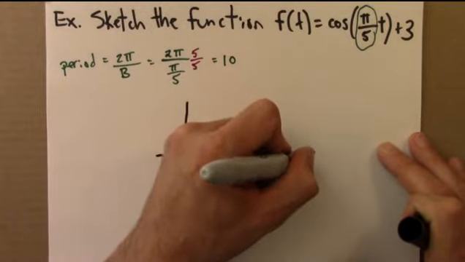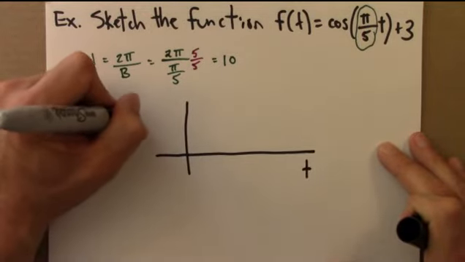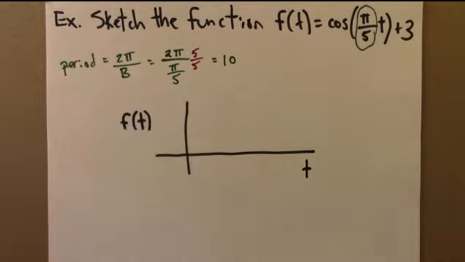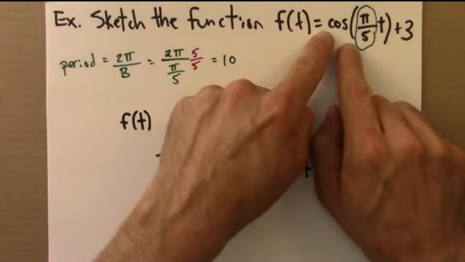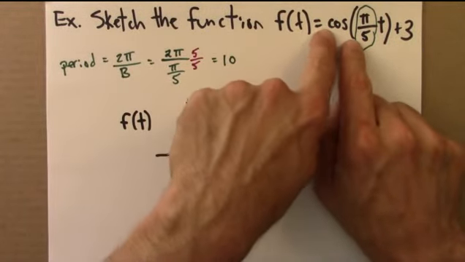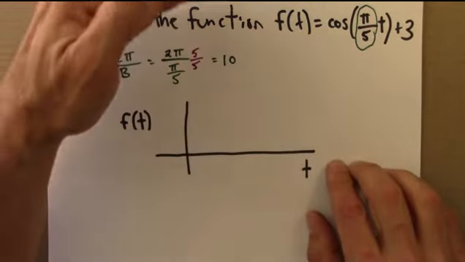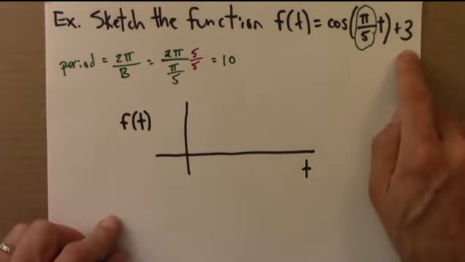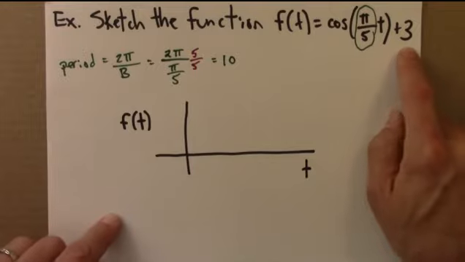There's t, there's f of t. So the amplitude of this function is 1. There's not any number in front of here, it's just 1. So this is a regular cosine function. It goes up 1 and down 1, up 1 and down 1. But the entire thing is shifted up 3.